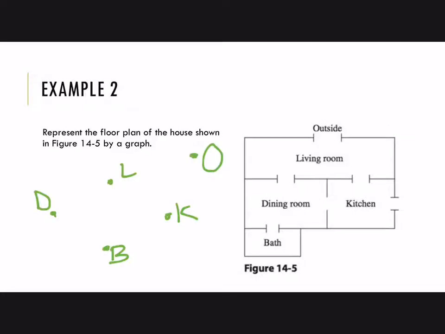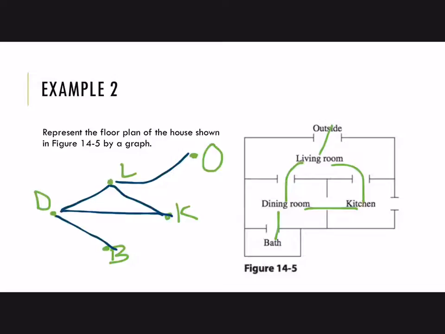So what's connected to what? Well, the living room, I see a doorway into the dining room, the kitchen, and also the outside. So I've got edges to show that. Then we'll go on to the dining room. We've already connected that to the living room. It's also connected to the kitchen and the bath. And then the bath isn't connected to anything else other than the dining room. Kitchen has one more doorway to the outside, so I need to connect the kitchen and the outside.